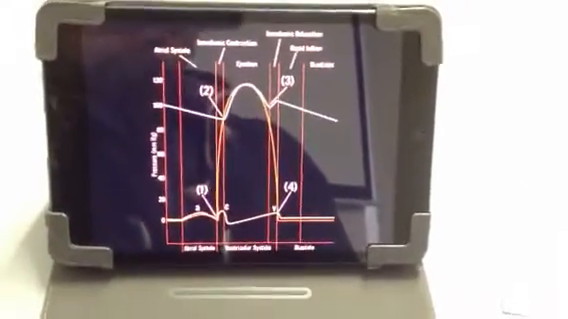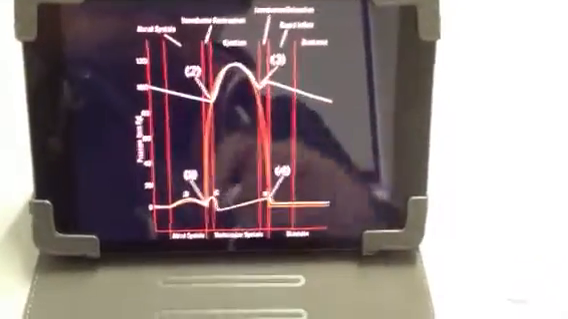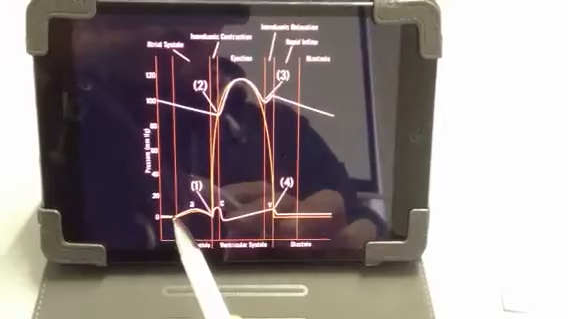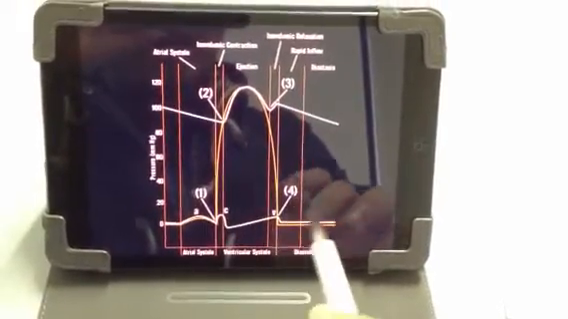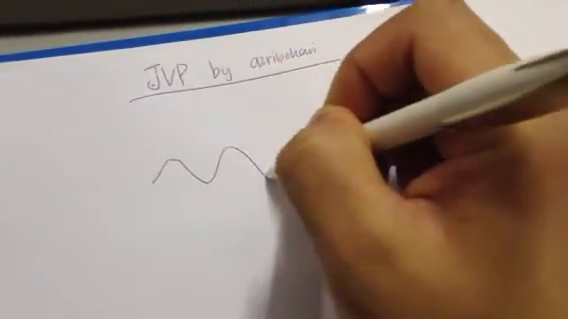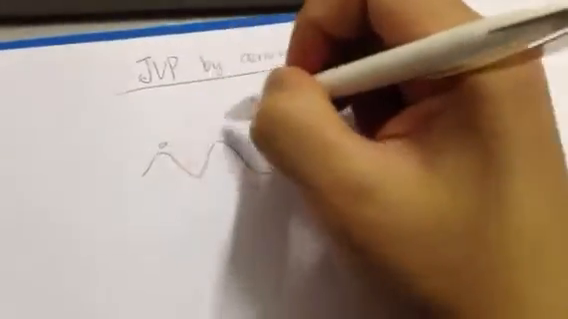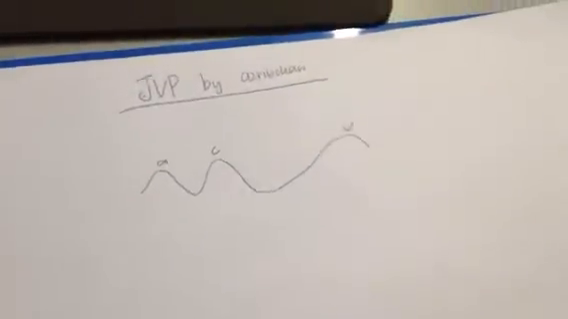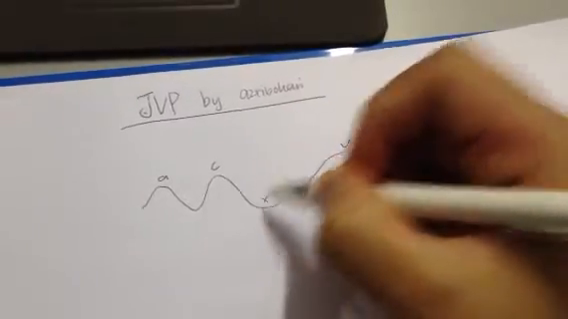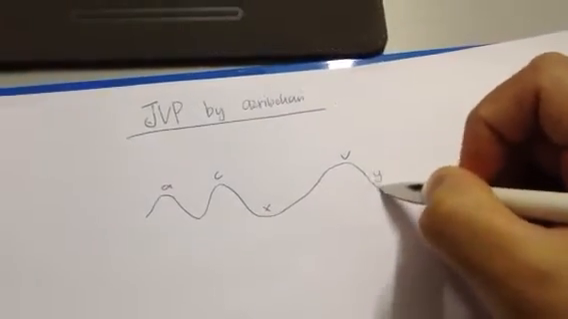Okay, so the JVP wave consists of 3 waves. So we have A, C, and V. So I'm gonna draw it here. Okay, so we have A, C, and V. And we also have what we call the X descent. This is the X descent, this is the Y descent.